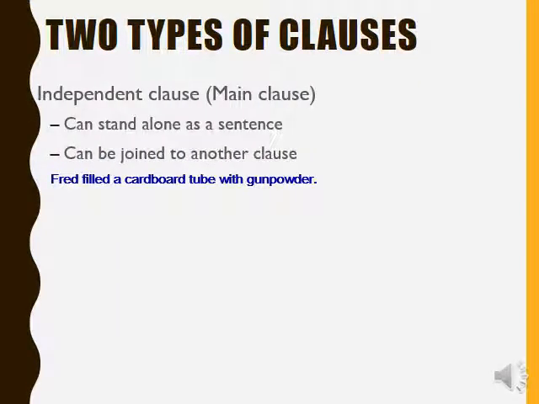We have two types of clauses. The first type is the independent clause, in other words, the main clause. It is called an independent clause because it can stand alone as a sentence. It means it has a full thought, a full idea, so it can stand alone as a full sentence. And it can be joined to another clause, like "Fred filled a cardboard tube with gunpowder." So this is a main clause or an independent clause.